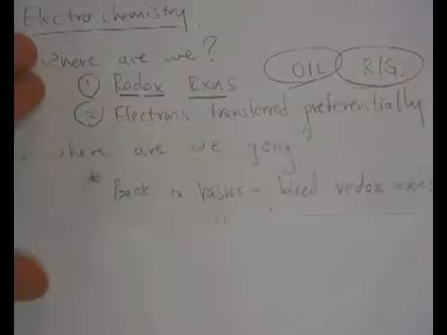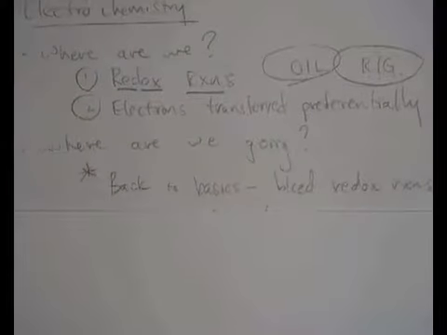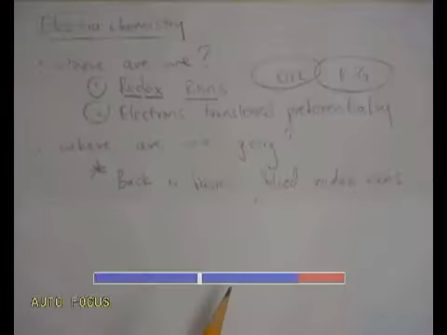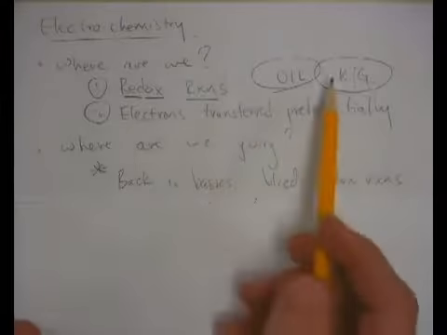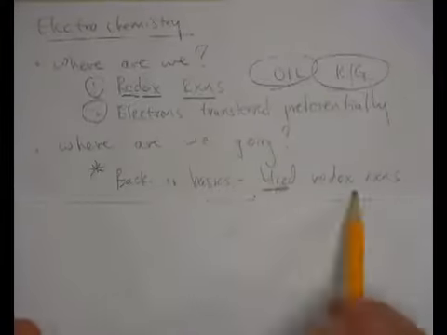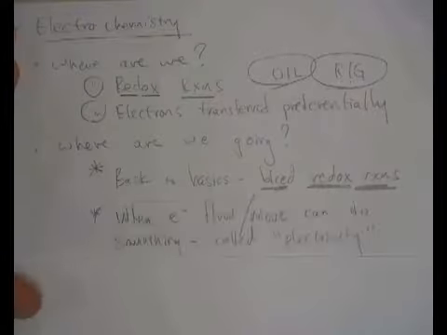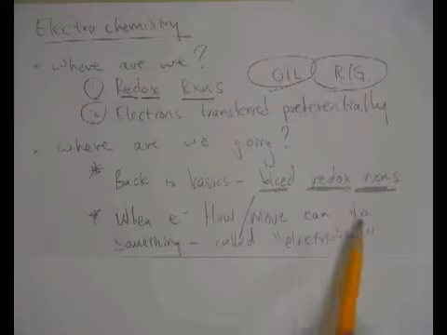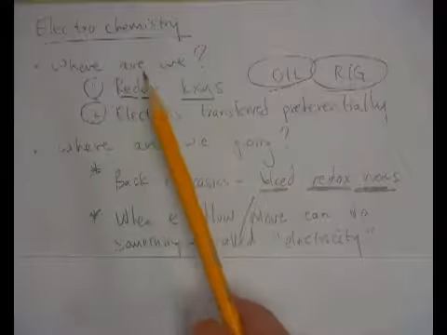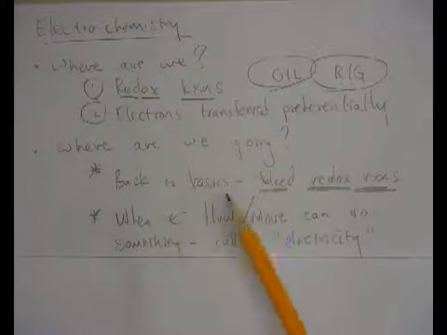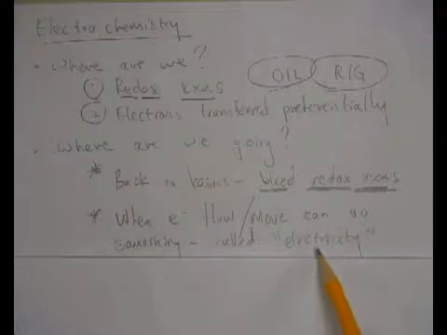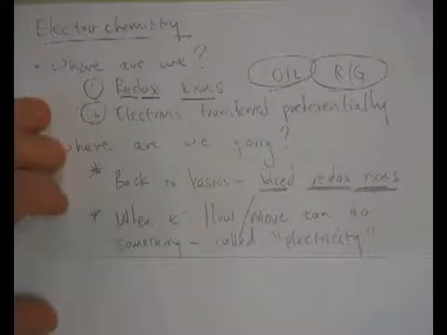Where are we going? Well, first of all, in this video cast, we're going to go back to the basics of deciding what's oxidized, deciding what's reduced, and we're going to balance oxidation and reduction reactions. When electrons flow or move, they can do something. They create something called electricity, and that's why it's called electrochemistry. This flow of electrons is the electricity that's created. And we're going to look at how we can use that and harness that too, more so in the second video cast, because this one we're just going to go back to the basics.